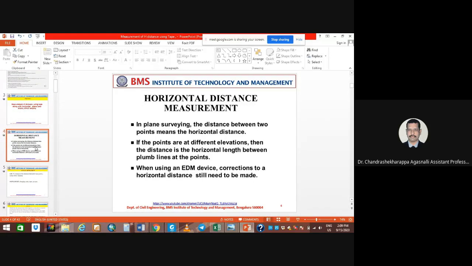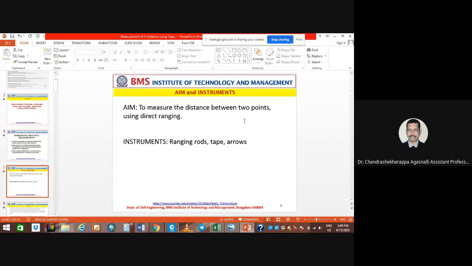You need two stations, point A and point B, and you have to measure the distance using the tape, or you can use the chain. Generally, we are not going to use the chain, because of the carrying problem. Generally, we are using the tape, and it gives a direct reading. So what is the aim of the experiment? To measure the distance between the two points using direct ranging. That means the alignment is clear and both points are intervisible. It's visible, there is no issue.